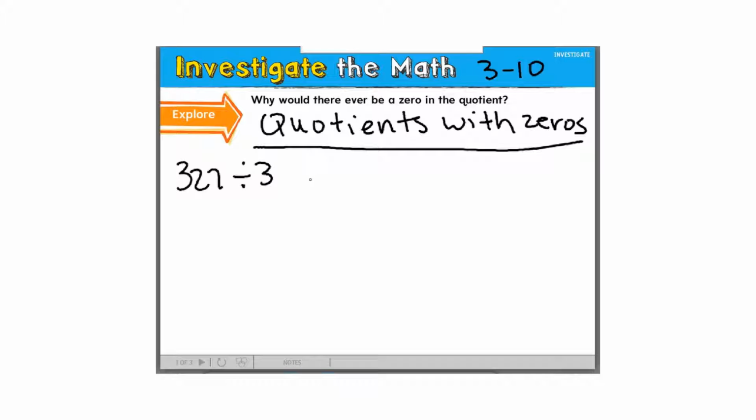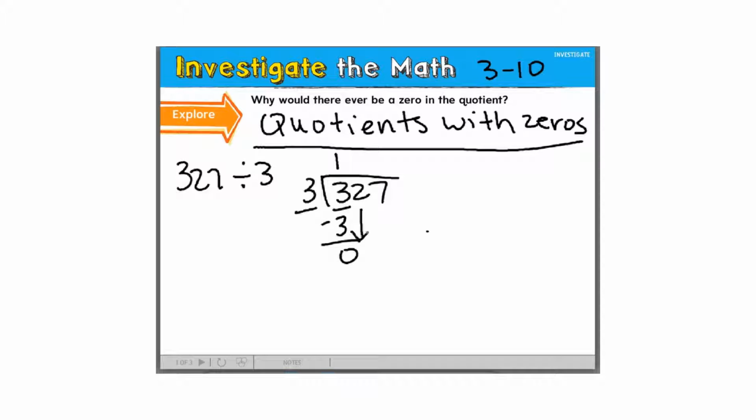So here's how that would look. 3 is on the outside of the bar. 327 is on the inside. So we have 3 as our divisor, 327 as our dividend. I want you to write this in your notes. So 3 goes into 3 one time. 1 times 3 is 3. Subtract. Bring down the 2. I'm sorry.